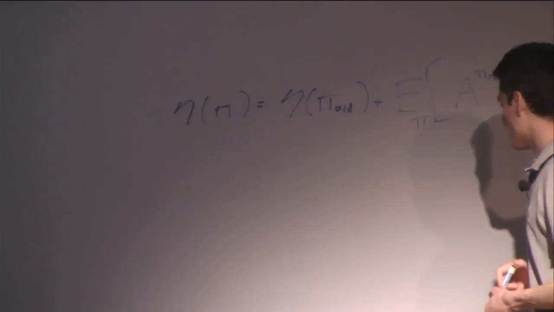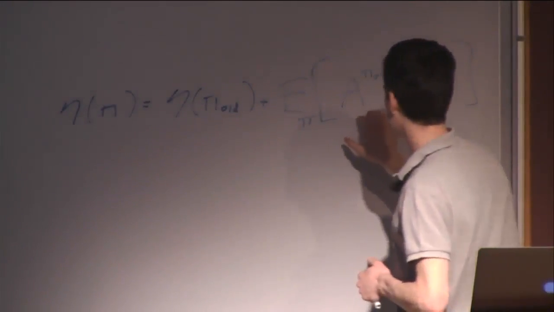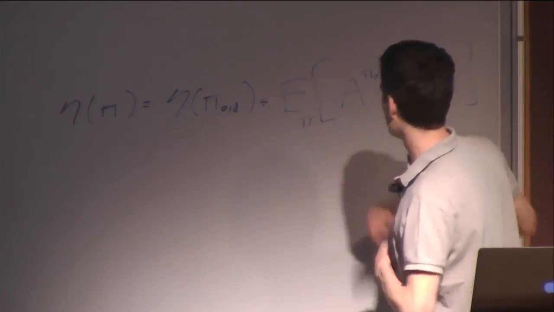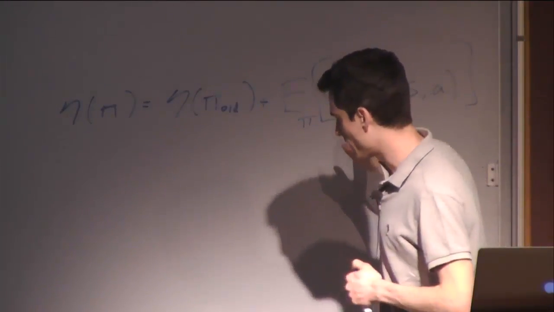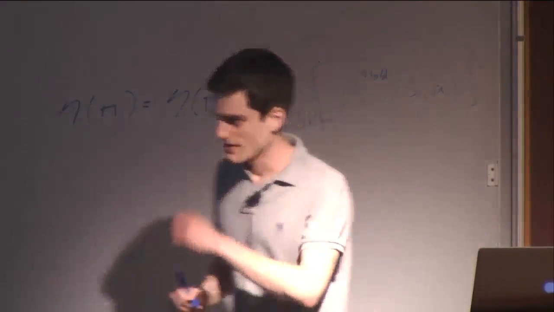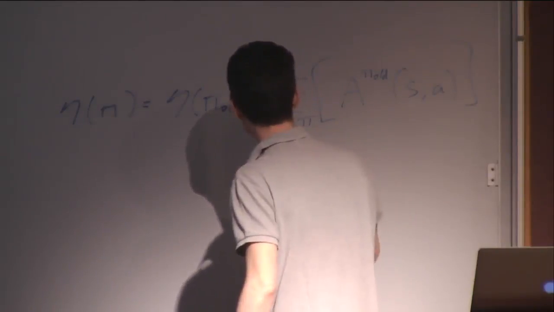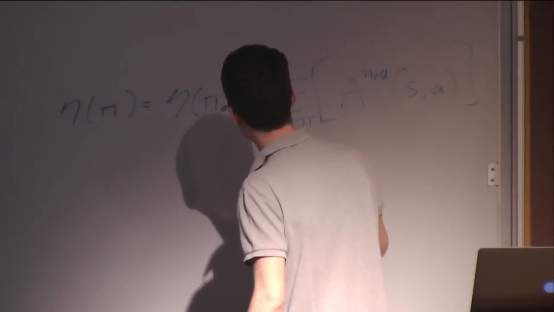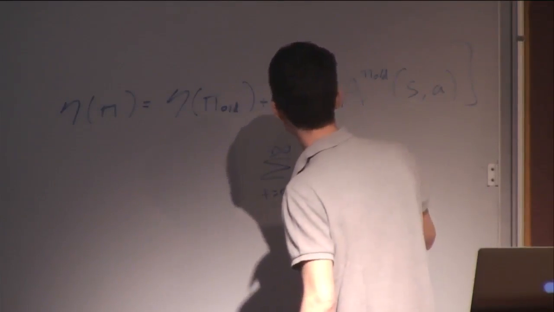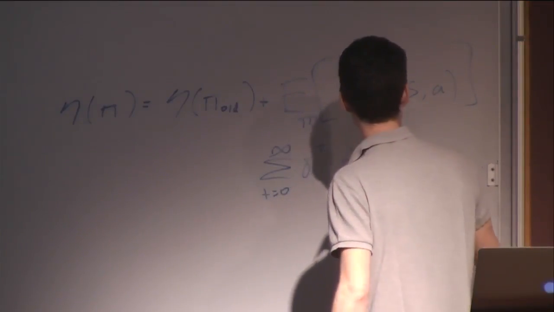This density actually refers to a sum over time. So we've got a sum over time, the sum from t equals 0 to infinity of gamma to the t times A pi old of s, a.